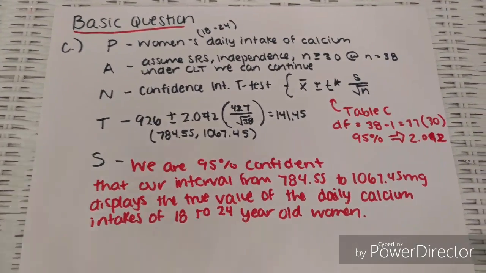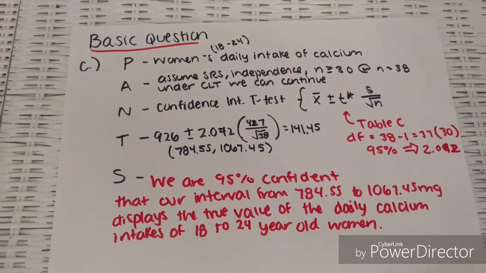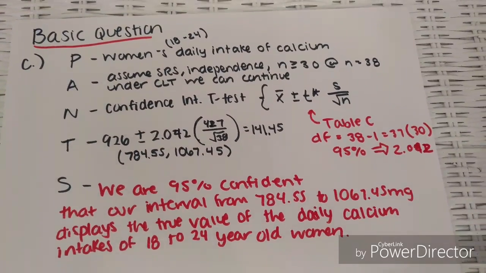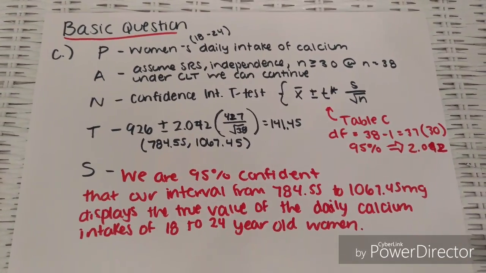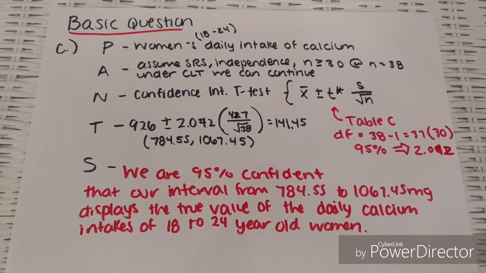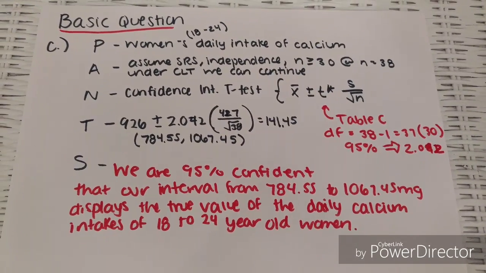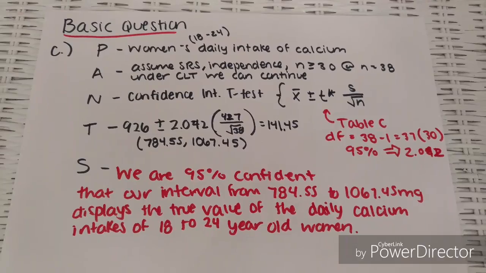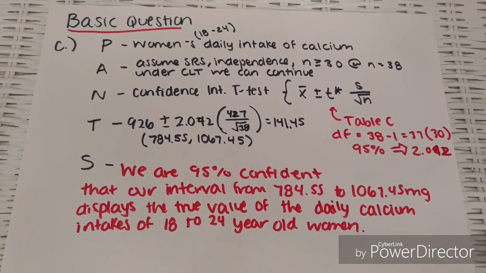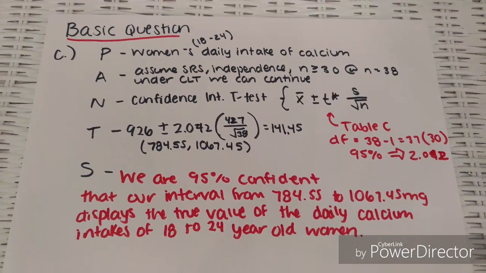Alright, so part C of the basic question, we are asked to find a 95% confidence interval for the mean. Because it's asking for a confidence interval, we're going to think PANIC: PANTS. Our P, our parameter, is the daily intake of calcium of women between 18 and 24 years of age. For our assumptions, we need to assume a simple random sample, assume independence, and we have an n of 38, which is greater than 30. Since it's skewed but greater than 30, we can still proceed with caution under the central limit theorem.